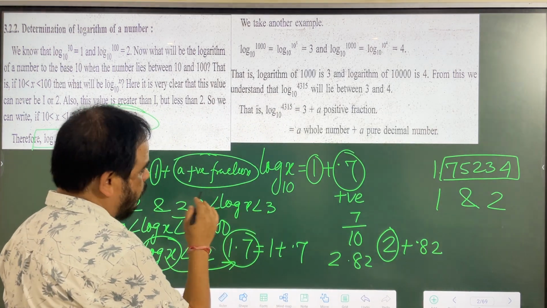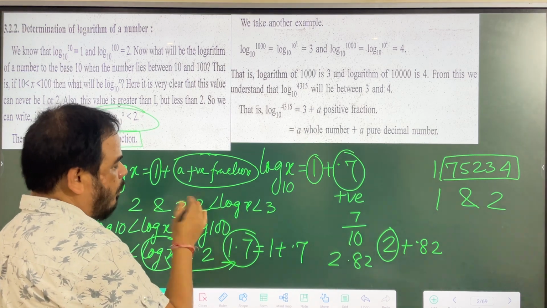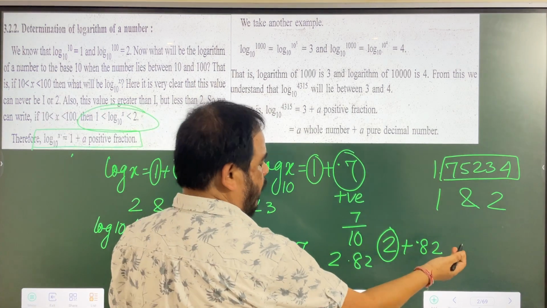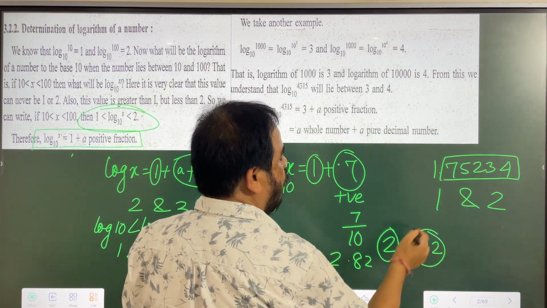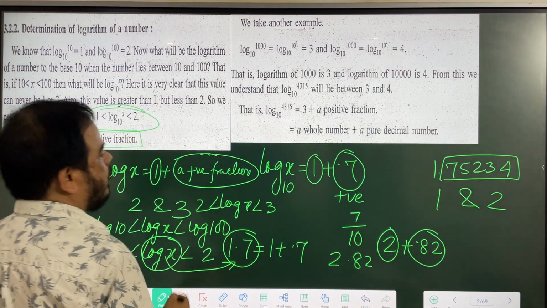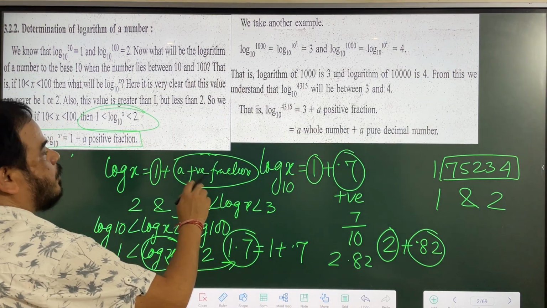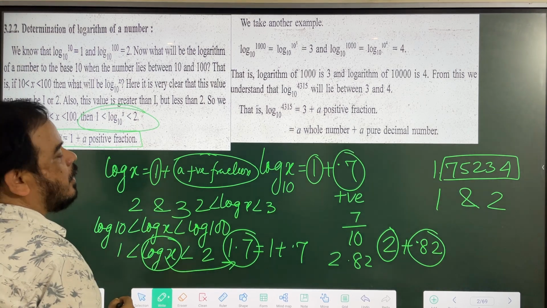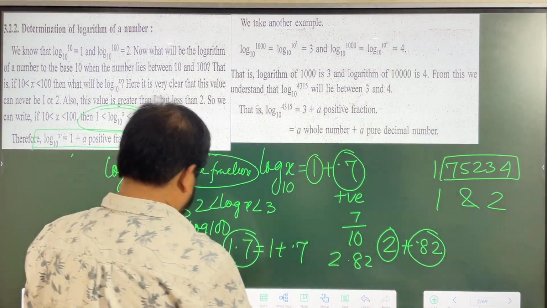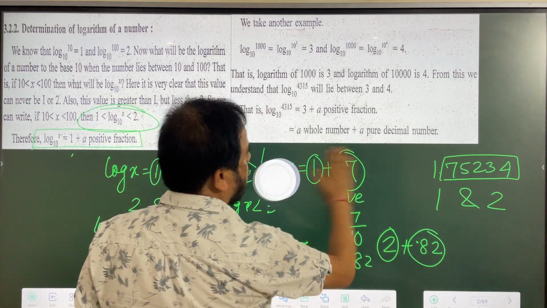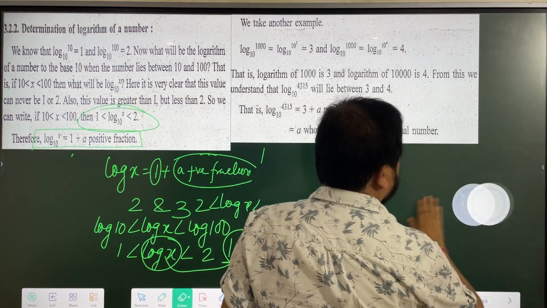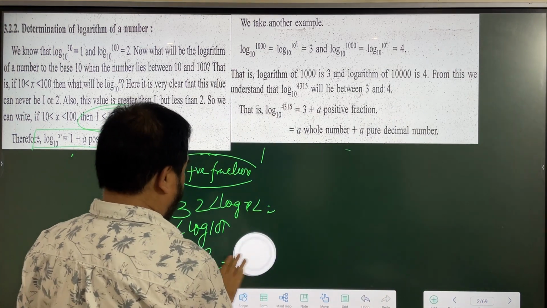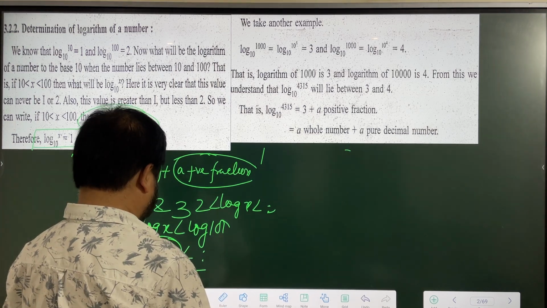So log x will be more than 2, so 2 plus something. What is that something? That is always a positive fraction. This is what is written here. So I hope you understand the value of log x.